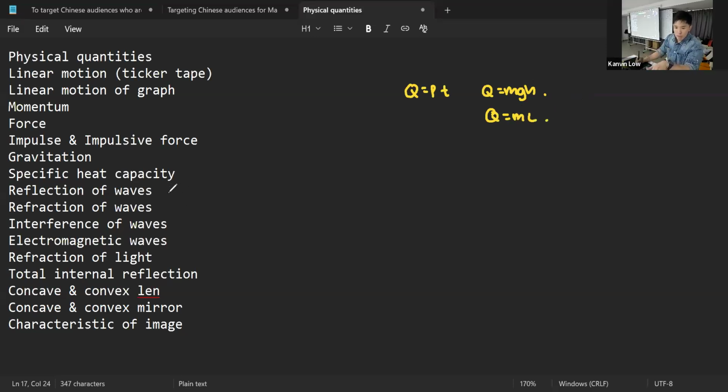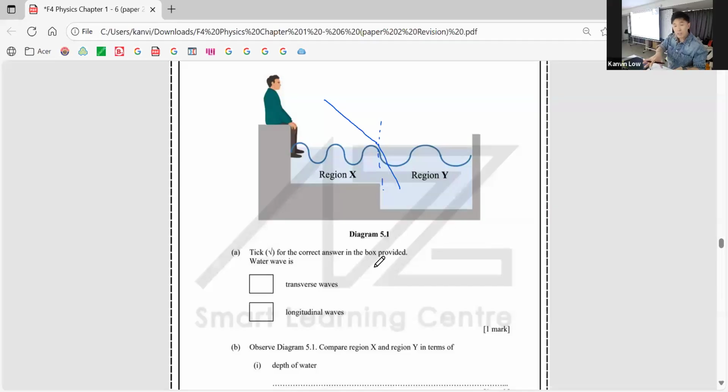Okay, so wave: reflection, refraction, interference, electromagnetic wave. For refraction of waves, they love to draw, or they will ask you about the depth of the water. That is the only thing that they love to ask. If you have this set, you can do it together with me.